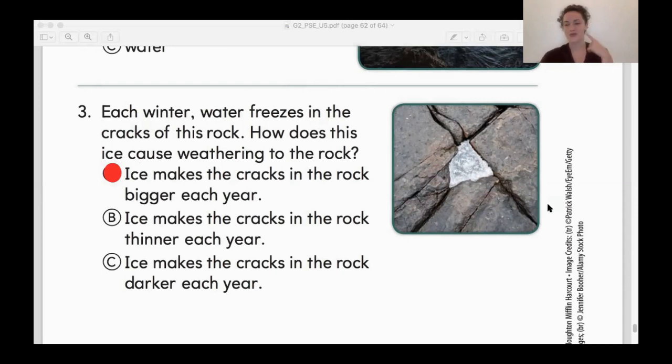Good. I saw your mouth move, Mia, even though you muted yourself. More space. So the water gets in a crack that's this big, and when it freezes, the ice pushes it apart. Now the crack is this big, and then next year, it gets even bigger and bigger and bigger. Everyone give yourselves a check or an X.